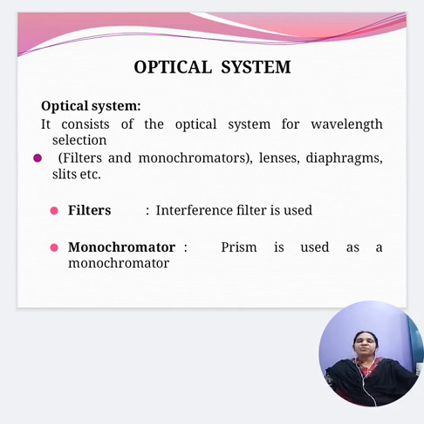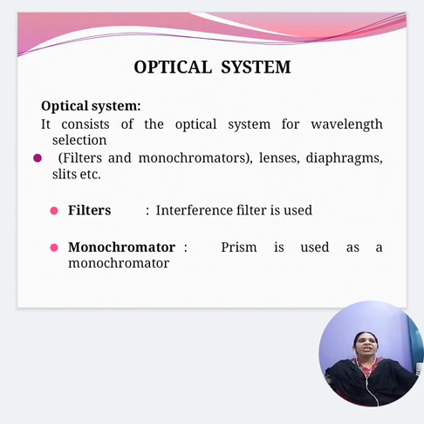So the emission system, as I told you earlier, what does it consist of? It consists of fuel gases and regulators to maintain the flow rate of the fuel gases. Then we have the atomizer to produce the aerosol. Then we have the burner. The burner receives a mixture of the combustion gases, and the sample is burned in the burner. The flame is the true source of emission.